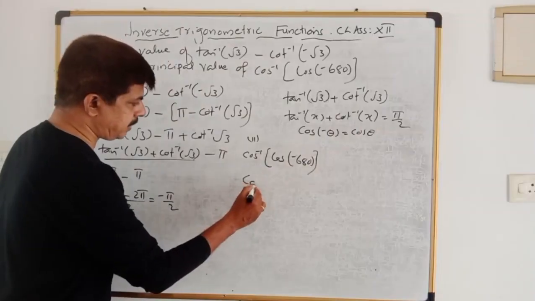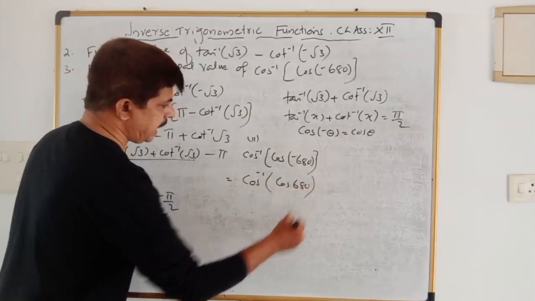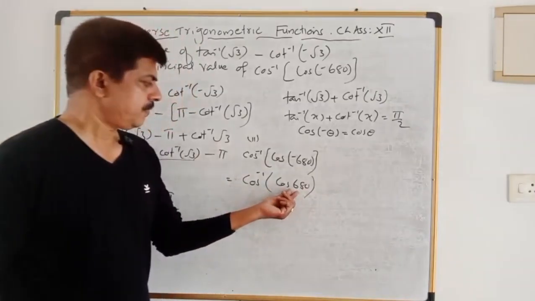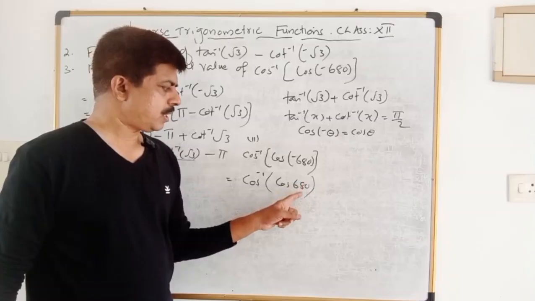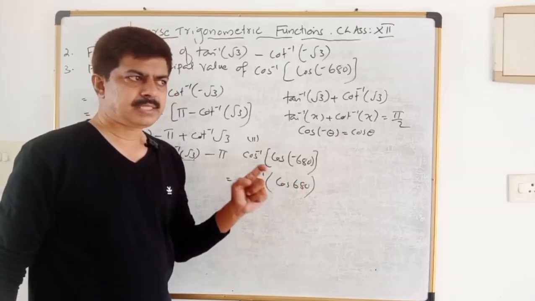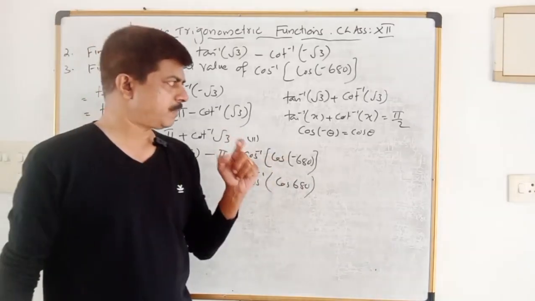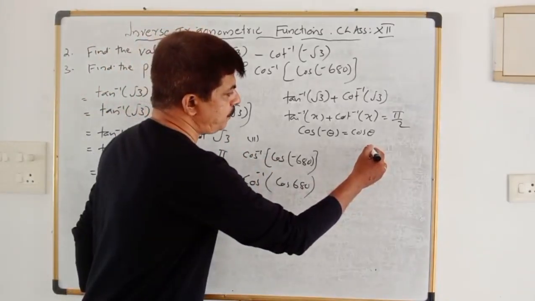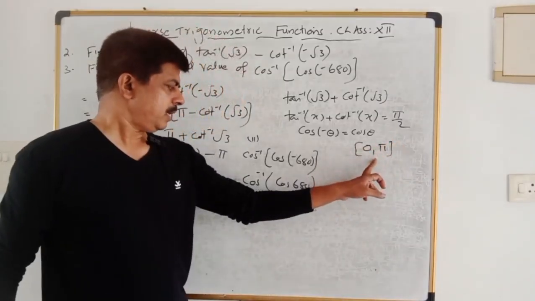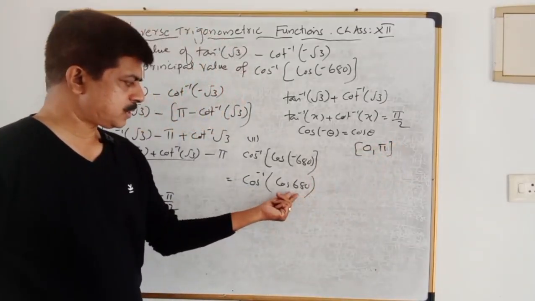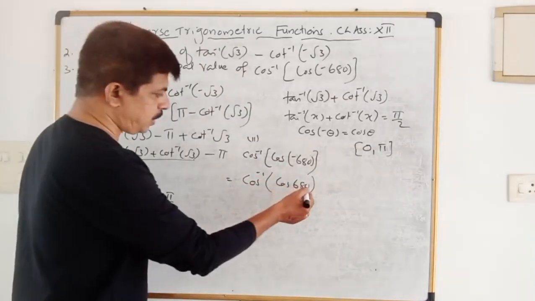So we can write cos inverse of cos 680. Again, we have to check whether this angle lies in its principal value branch or not. This does not lie in the principal value branch of the cos inverse function. The cos inverse function's principal value branch is 0 to pi. So we have to go to the proper quadrant.